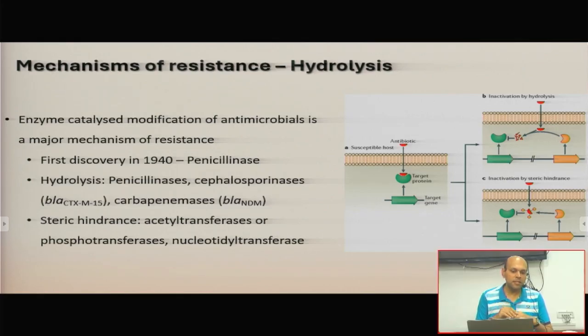And then the next one is steric hindrance. Steric hindrance is the modification of that particular antibiotic. So the antibiotic is modified in certain ways, and when it is modified, it can't affect that particular target. If it is not going to affect the target, then how is it going to kill? It can't kill. There are examples like acetyltransferases, phosphotransferases, nucleotidyltransferases. These are all called aminoglycoside modifying enzymes. So these are classic examples.